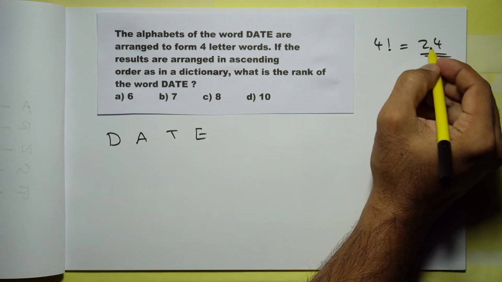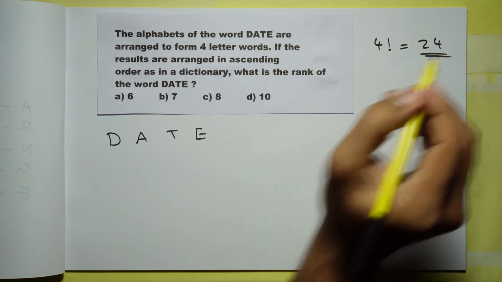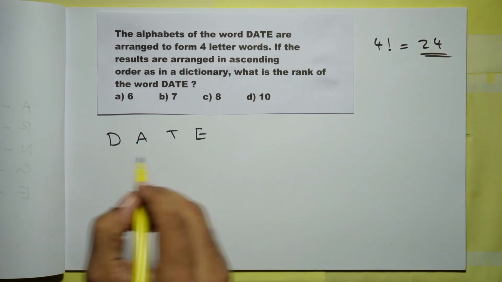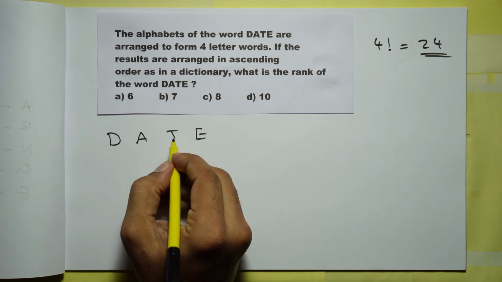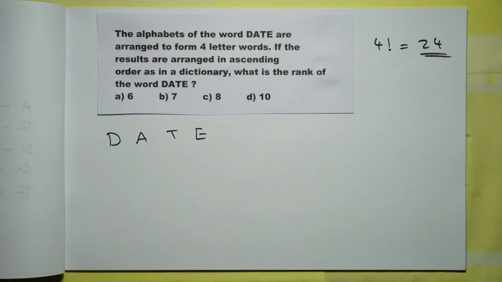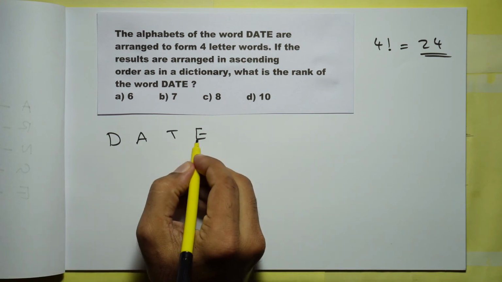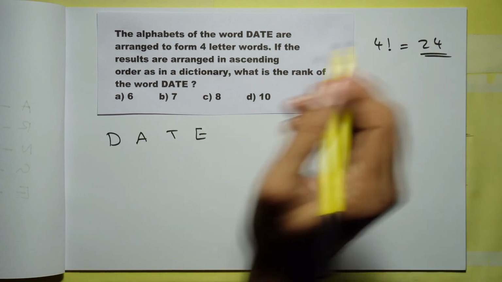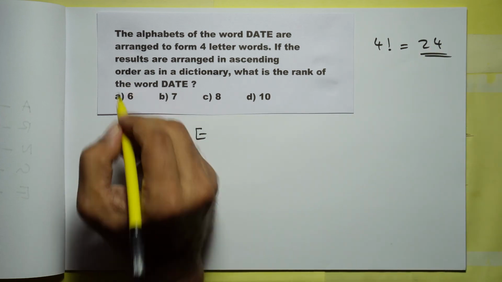Now they are arranged in ascending order. So initially you have words that start with A, then you have words that start with D, then E, and finally words that start with T. Now the best way to do such questions is, we'll find out the number of words that will come before the word DATE. Altogether 24 words are there. How many words will come before the word DATE?